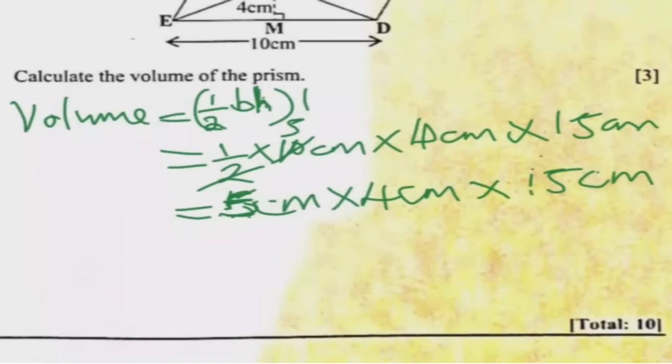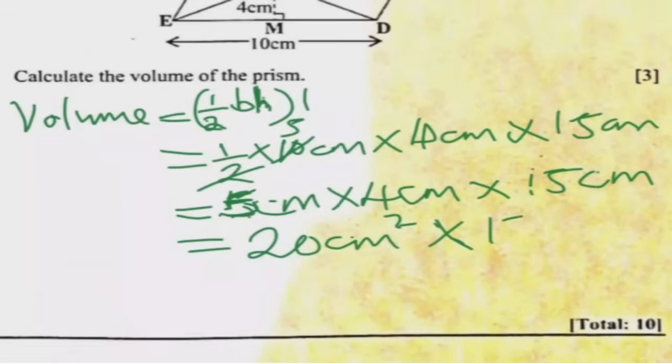Then we just multiply 5 centimeters times 4 centimeters, which gives us 20 centimeters squared. Then 20 centimeters squared times 15 centimeters. Then we say 20 times 15, and 20 times 15 will give us 300.